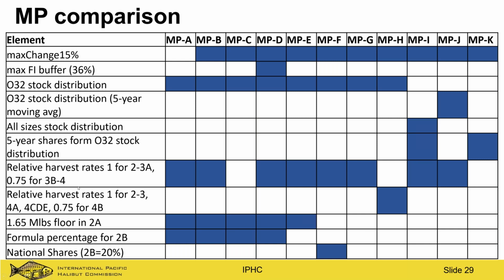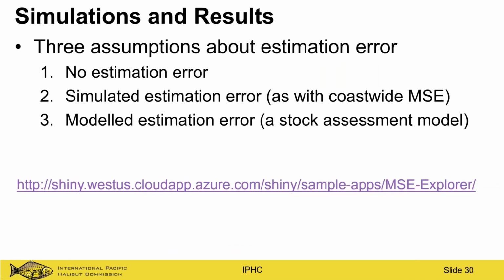And then we can look at different relative harvest rates, for example, in H, where we have only a smaller relative harvest rate in 4B. So those are the management procedures, reminding you that there are 3 assumptions about estimation error. I'd like to switch over to the MSE Explorer and show you a few things from that, if you're okay to move into that realm.